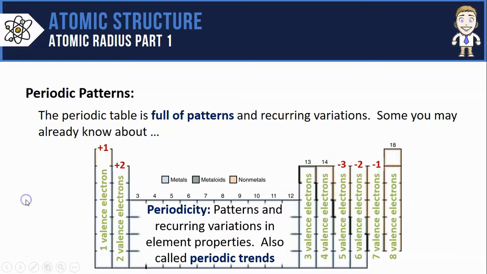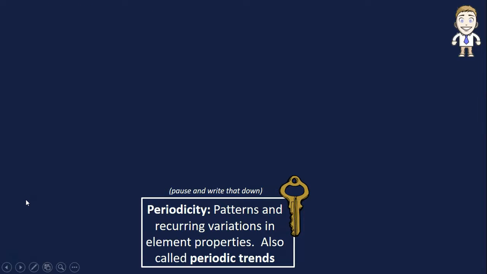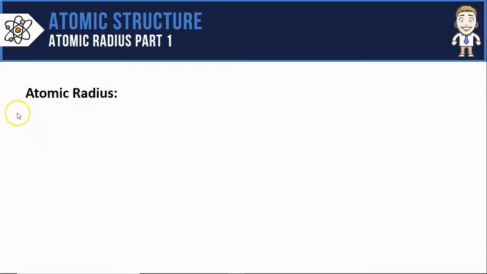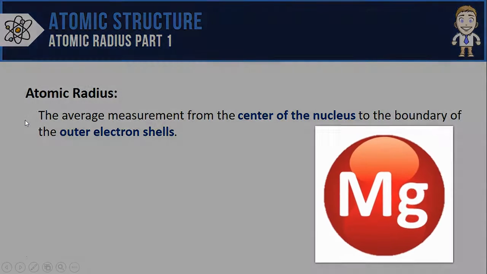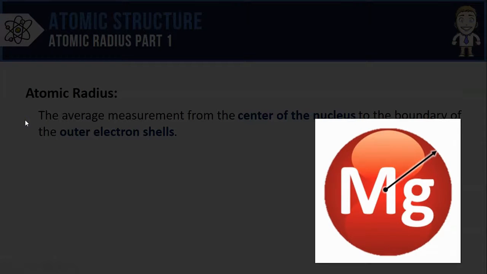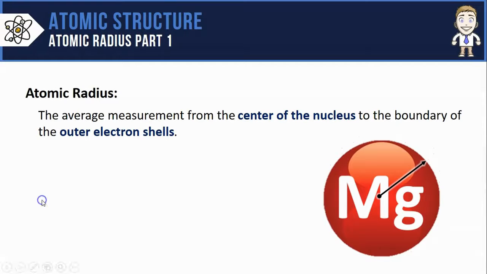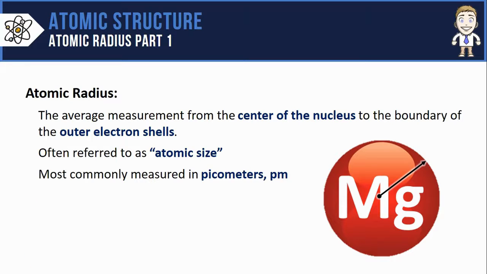It's a good idea to have this definition for periodicity written down somewhere, so try and do that before we move on. In this video, we'll start learning about one property where periodicity exists called atomic radius. Atomic radius is defined as the average measurement from the center of the nucleus to the boundary of the outer electron shells. Essentially, it's the radius of the atom, like I've got shown here on magnesium. It's sometimes referred to as atomic size because an atom with a larger radius is going to be a larger atom. It's also measured in super teeny tiny distance units called picometers, like magnesium's 150.